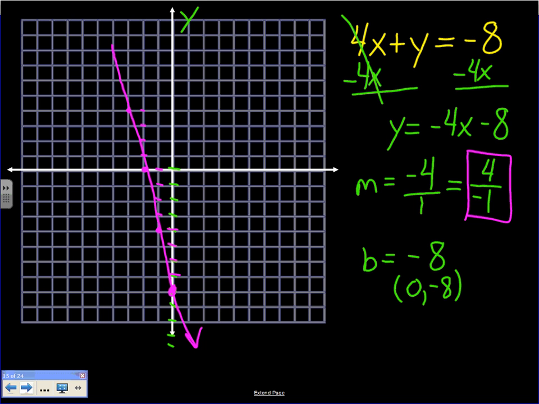It's really helpful if you have a ruler or some sort of straight edge to make that line straight.